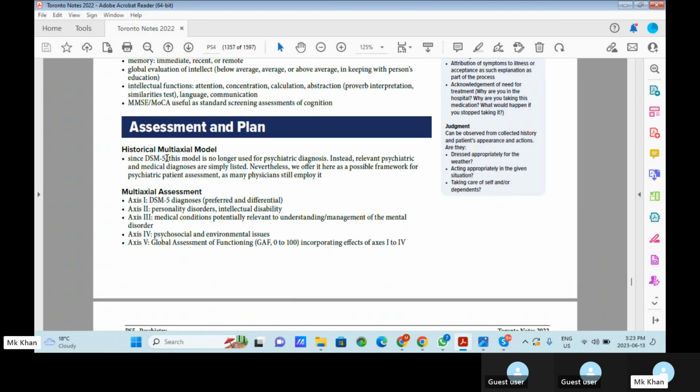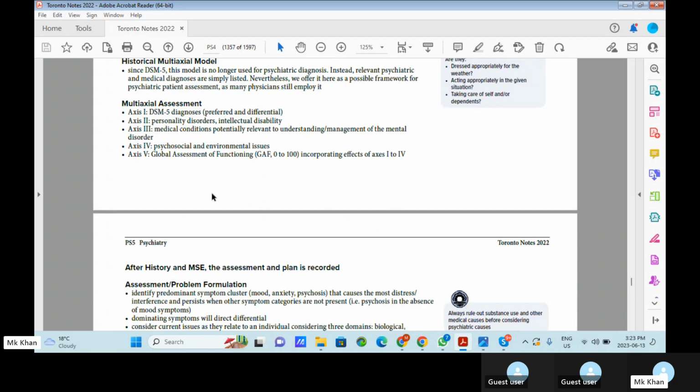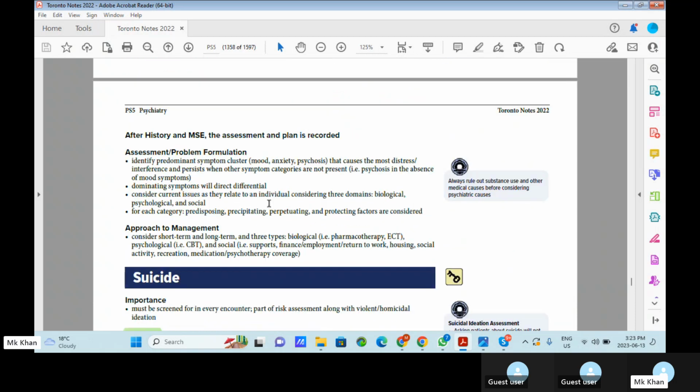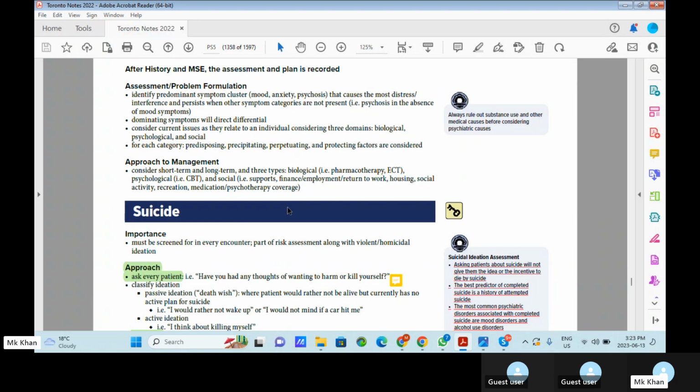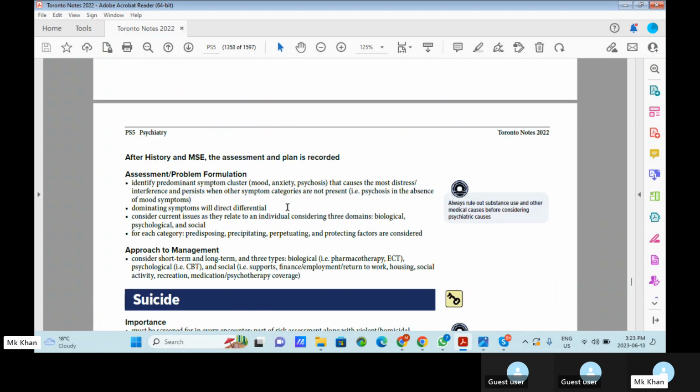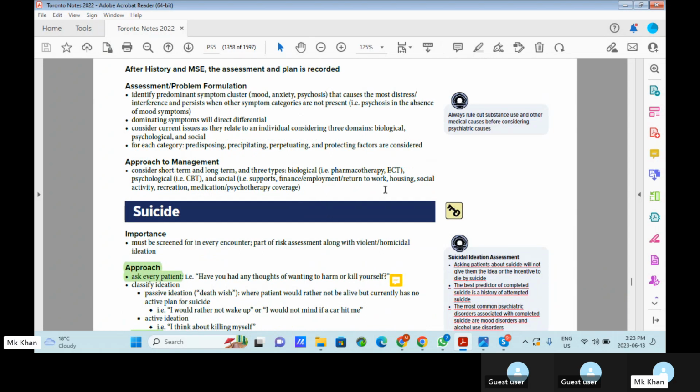So basically we are following, I think, DSM-5 criteria. Accordingly, whatever symptoms, signs, and duration are present, we will check whether all the criteria are being met or not. And this is important: always rule out substance use and other medical causes before considering psychiatric illness. This is one of the criteria in all the mental psychiatric disorders we will see. So we will check that.